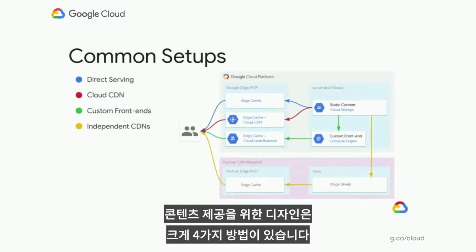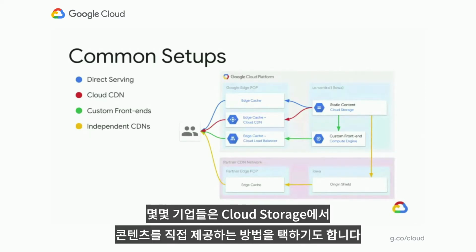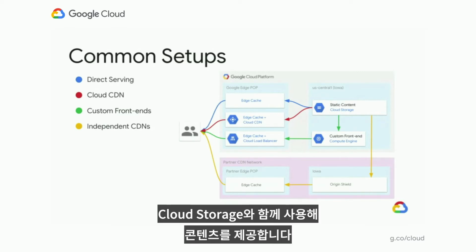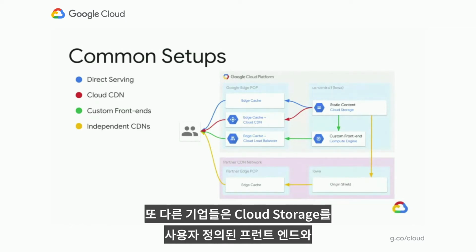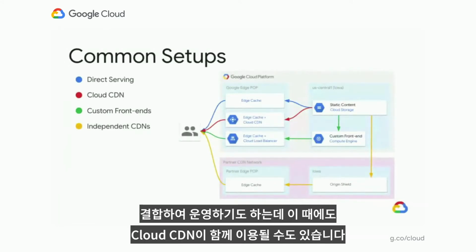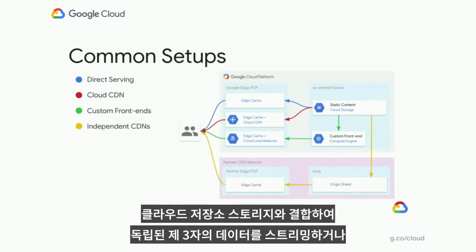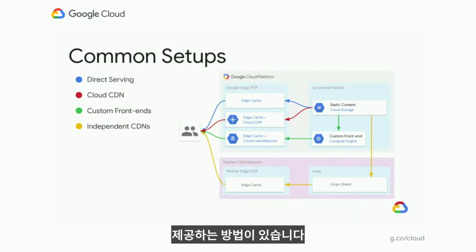So there are really four primary considerations with content serving. Some people decide to do direct serving. Others use the Google Cloud CDN product as a complement to cloud storage. Others combine cloud storage with a custom front end, which also might be used with Cloud CDN. And then finally, there's the opportunity to use independent CDNs outside of Google to combine with cloud storage to actually stream or serve the data from those independent third parties.